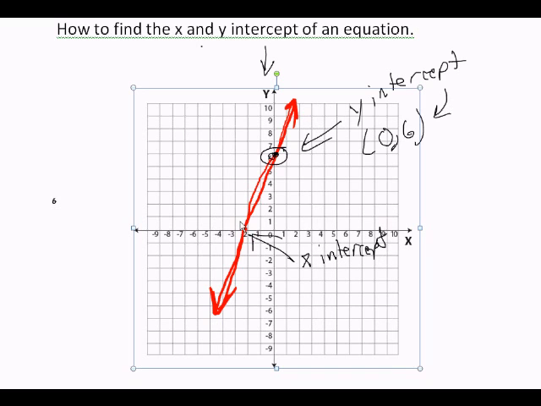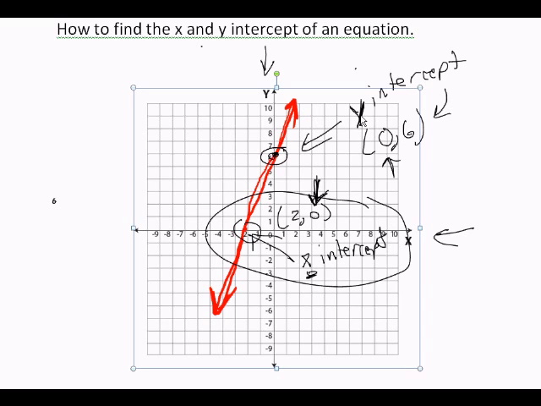The x-intercept is the point where your graph crosses the x-axis. The x-axis is the horizontal number line. To label this point's coordinate, x is 2 and y is 0. It's really important that you notice for the y-intercept, x equals 0, and for the x-intercept, y equals 0. So for the x-intercept, the y part of the coordinate is always going to equal 0, and for the y-intercept, the x part of the coordinate is always going to equal 0.